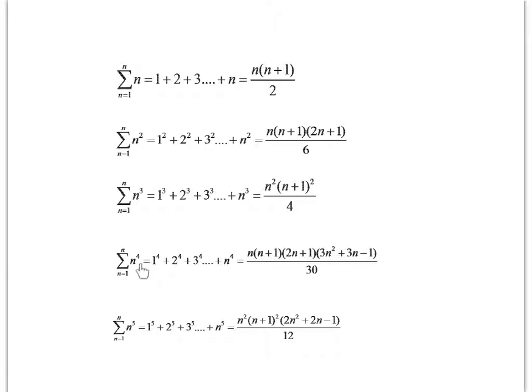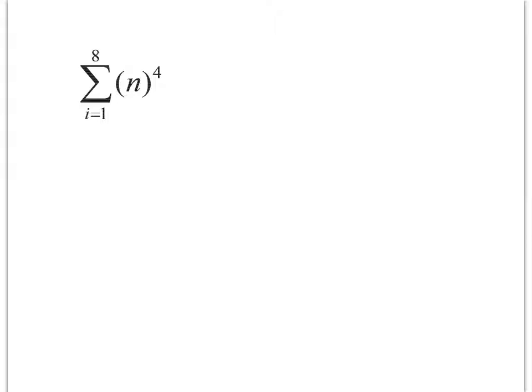Our fourth power, 1 to the fourth plus 2 to the fourth plus 3 to the fourth, all the way up to n to the fourth, etc. And our fifth power is here. They do go on forever, but we'll stop right there. Alrighty, let's find the sum of the 8 terms of an n to the fourth power sequence.